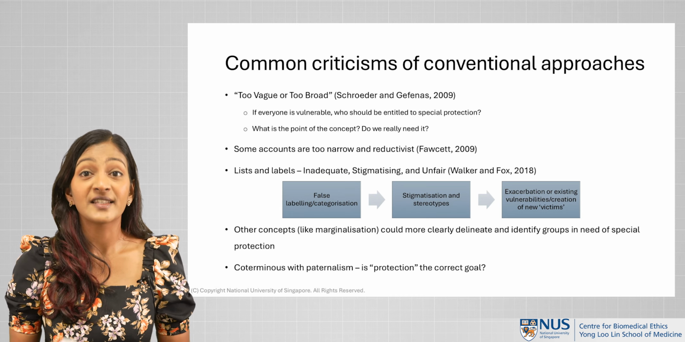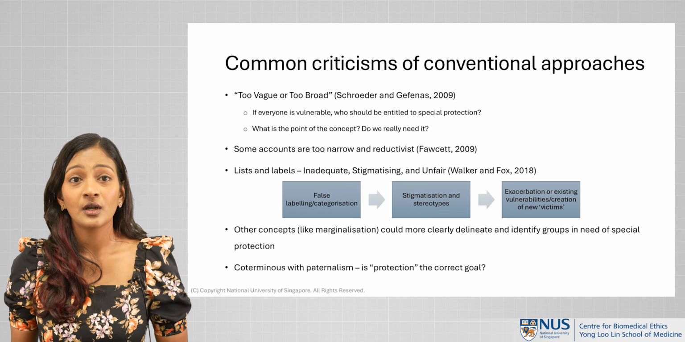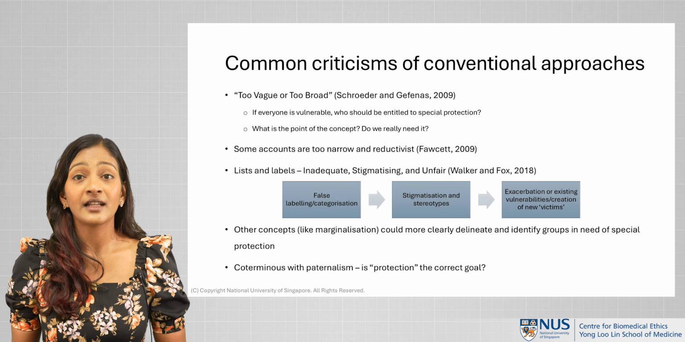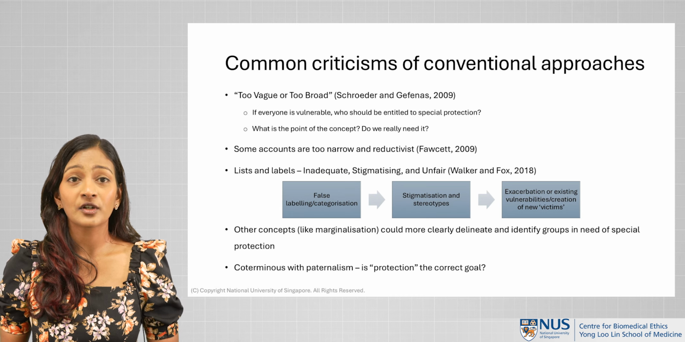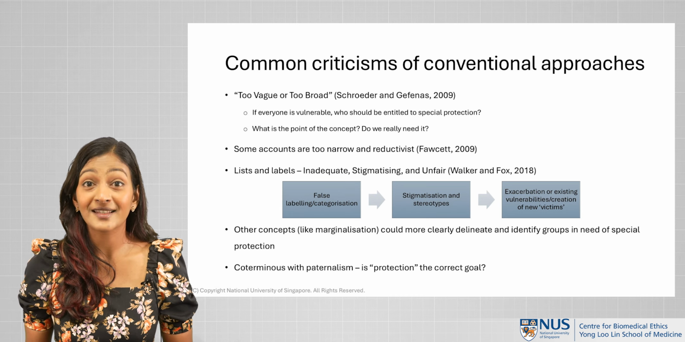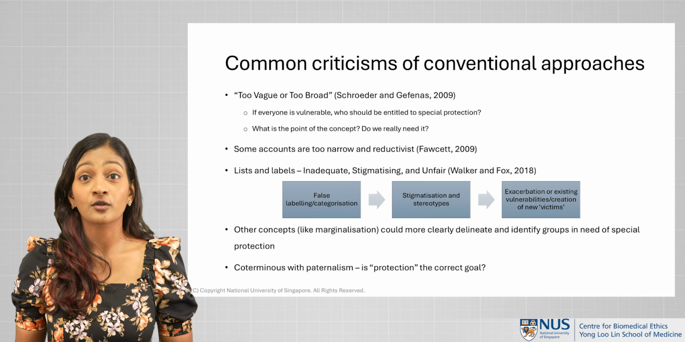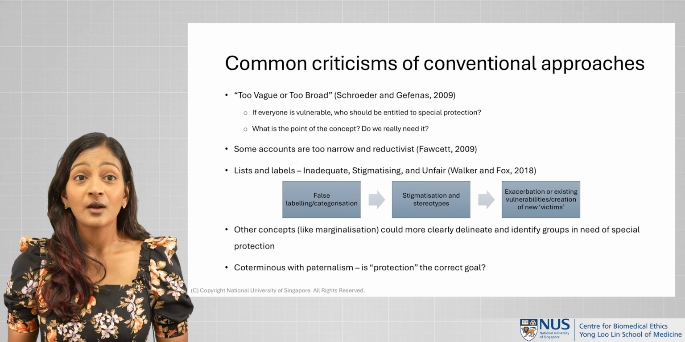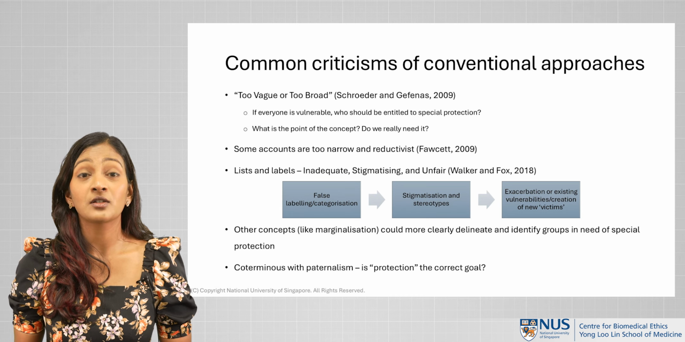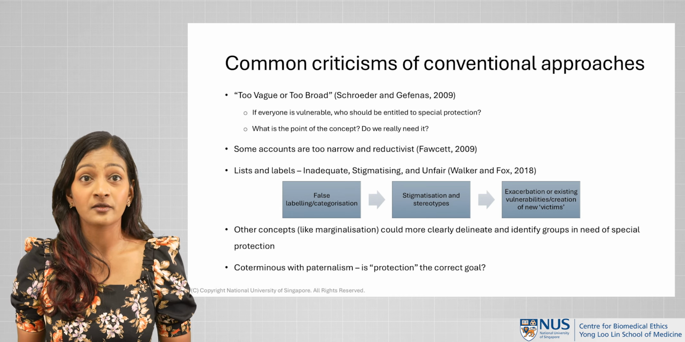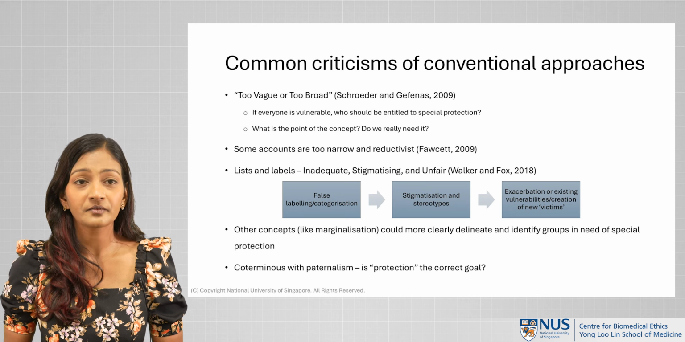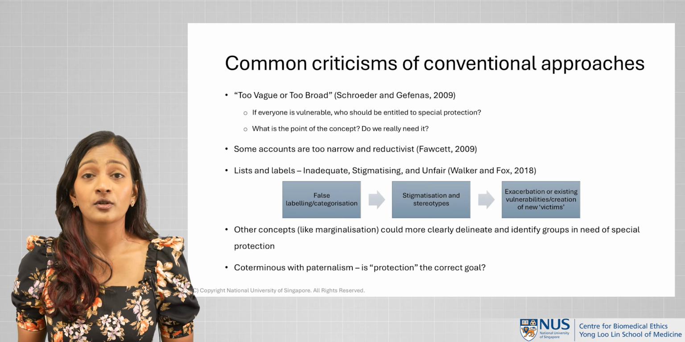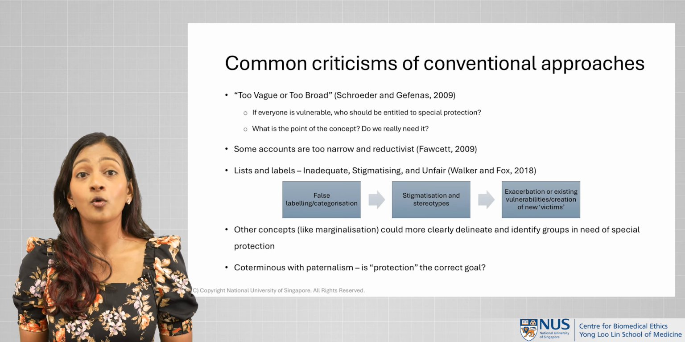It could lead to mislabeling or characterization, which is usually directed at labeling approaches or those that are strictly focused on capacity to provide consent or strictly focused on protection from harm and abuse, etc. As a result of all this, we have stigmatization or marginalization of these specific groups that have been labeled. And further, we have exacerbation of vulnerabilities or creation of whole new victims.